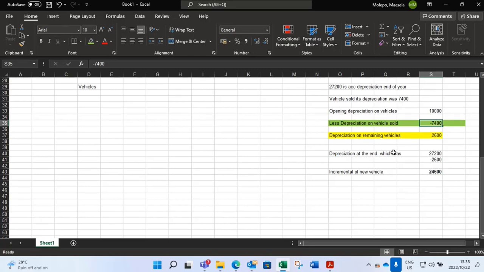And then no other machine or motor vehicle was sold during the year, but one additional motor vehicle was purchased. So it means they traded in with one for 35,000 and they also purchased another one. The purchase plus the 24,600 represent the purchased one and the one which was traded in. But what about the one which was remaining?